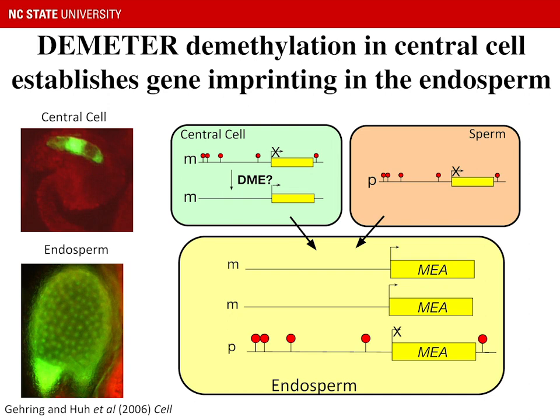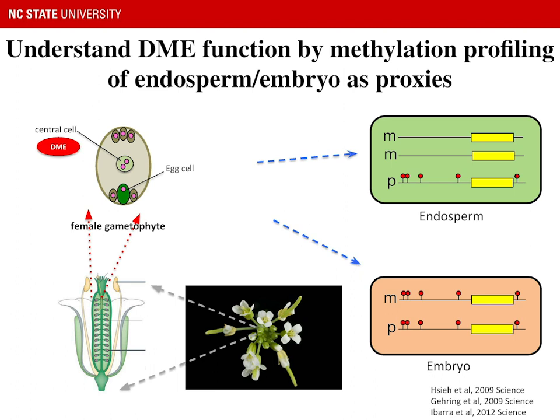So we know that DEMETER is a master regulator of gene imprinting, but we don't know how many more genes it regulates. To answer that question, and partly because the genomic tool, high throughput sequencing, became available at that time, we saw that in order to understand what DEMETER does in this cell, we cannot easily isolate this cell.